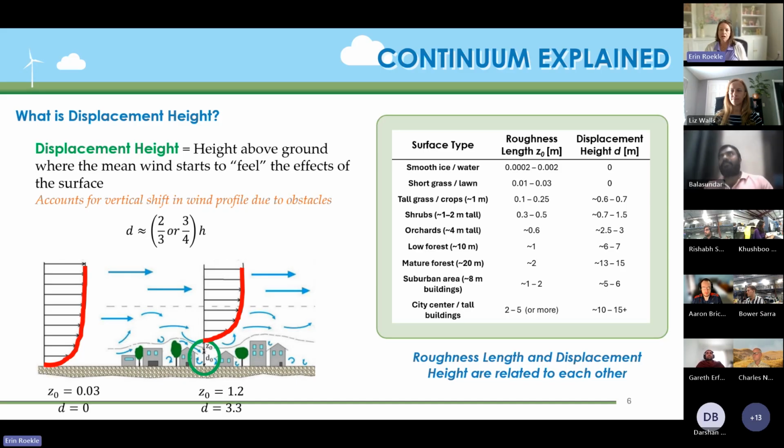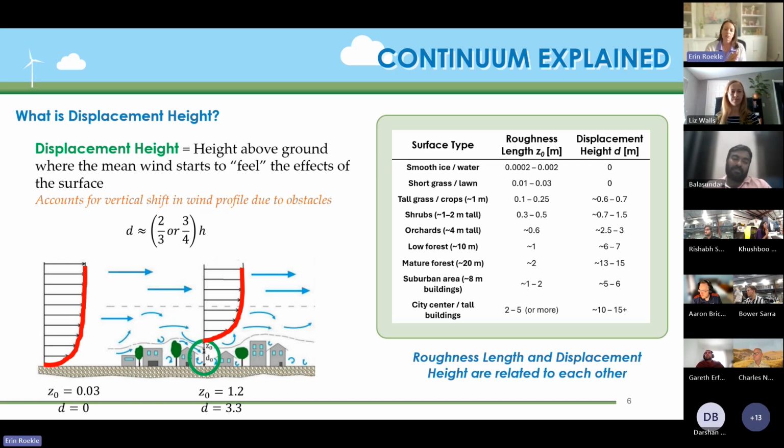It adjusts how fast the wind is right at the surface. But we also need to consider this thing called displacement height. Displacement height is the height above the ground where the mean wind starts to feel the effect of the surface, so this is accounting for the vertical shift in our wind profile. Instead of that red line starting at 0, it's going to bump up and start a little bit higher, based on whatever your displacement height is. So you're basically changing what the effective ground level is.